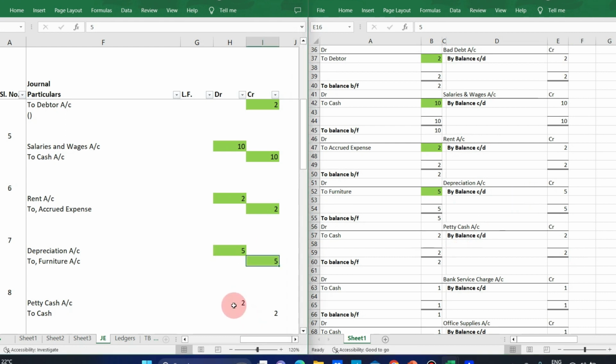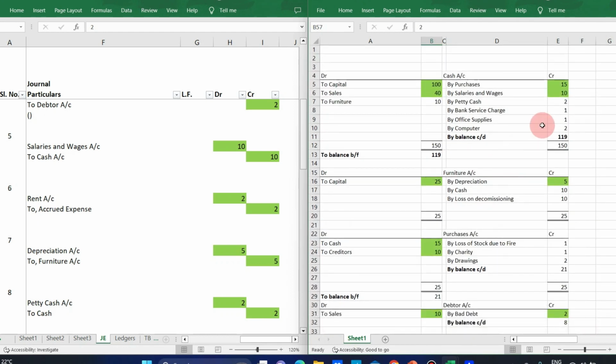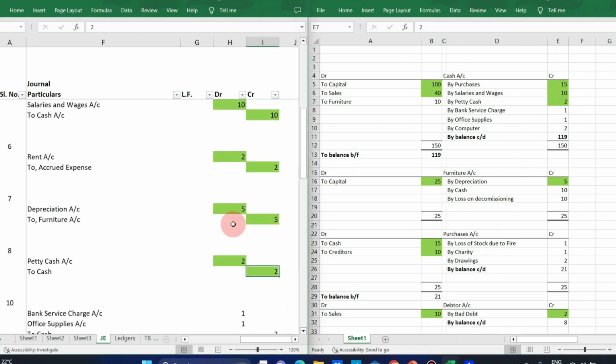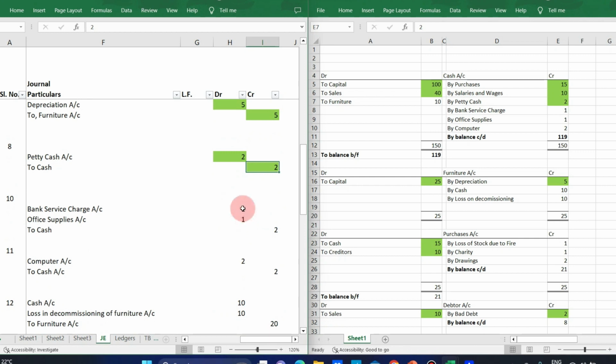Now next entry, petty cash to cash. So petty cash is getting debited and cash is getting credited. So let me check petty cash ledger. So petty cash getting debited and cash getting credited. Next entry, 10th one here. We are almost half done here.